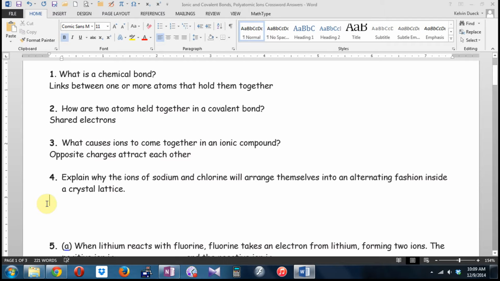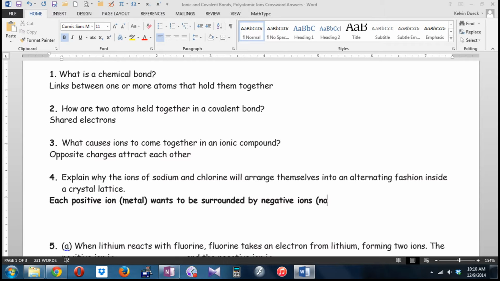It says, explain why the ions of sodium and chlorine will arrange themselves in an alternating fashion inside a crystal lattice. Well, each positive ion, which is a metal, wants to be surrounded by negative ions, nonmetals.